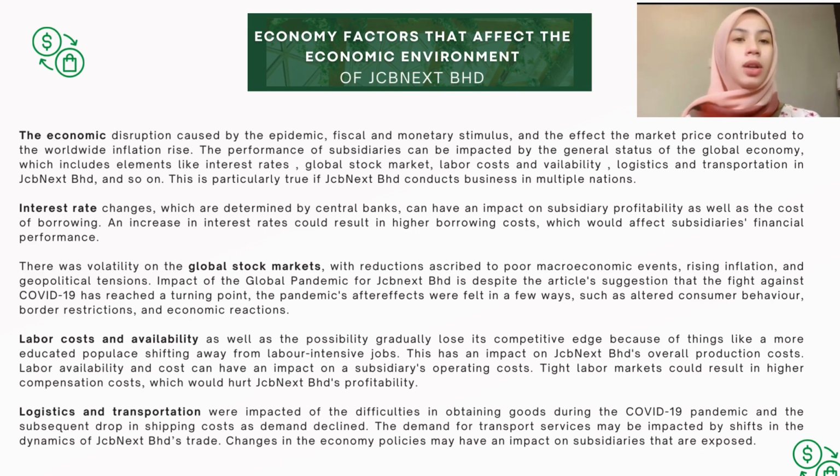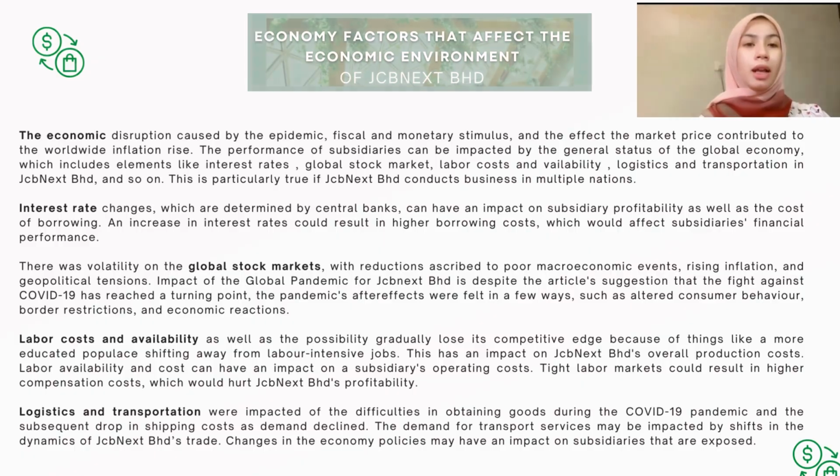Labor availability and cost can have an impact on a subsidiary's operating costs. A tight labor market could result in higher compensation costs, which would hurt JCB Next Berhad's profitability. Logistics and transportation were impacted by the difficulties in obtaining goods during the COVID-19 pandemic and the subsequent drop in shipping costs as demand declined. The demand for transport services may be impacted by shifts in the dynamic of JCB Next Berhad's trade. Changes in economic policies may have an impact on subsidiaries that are exposed.